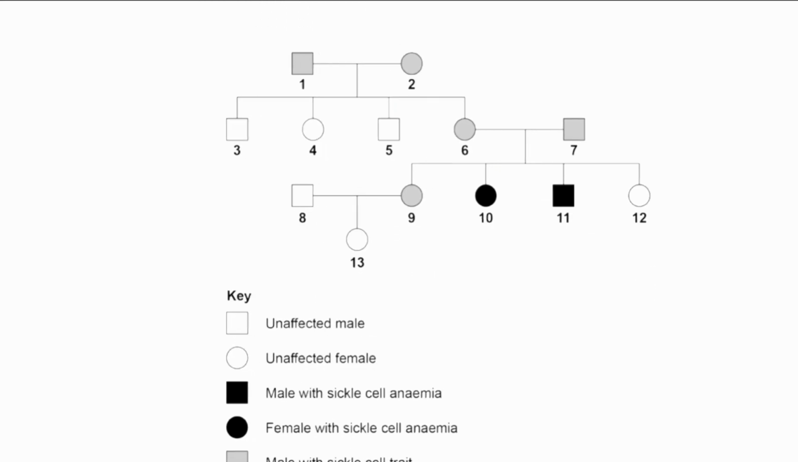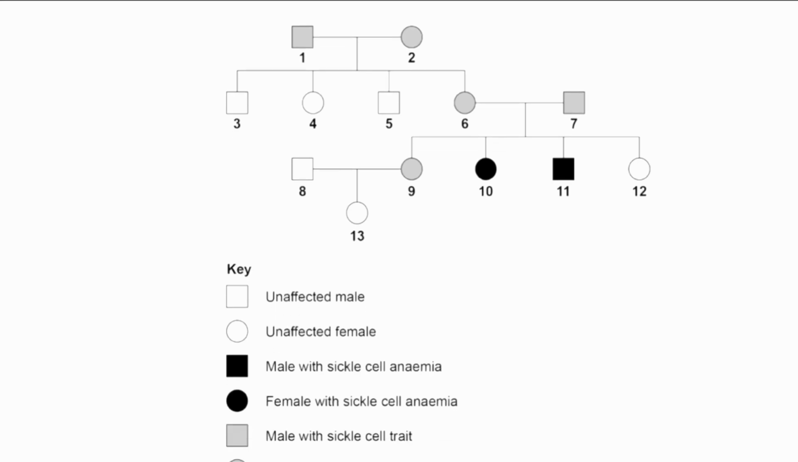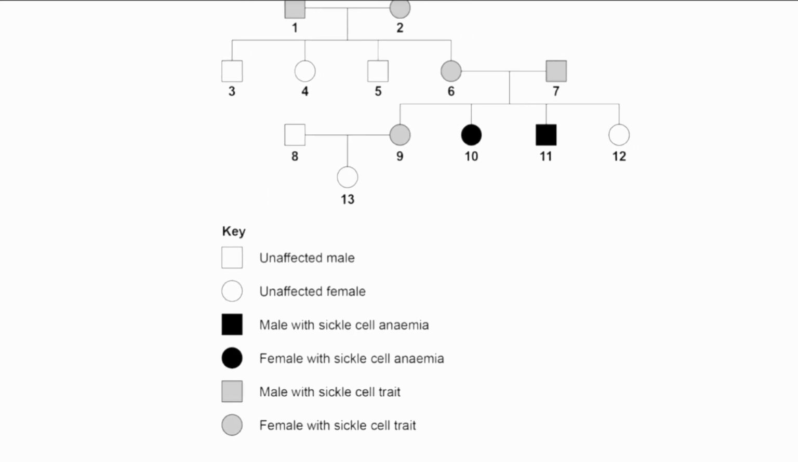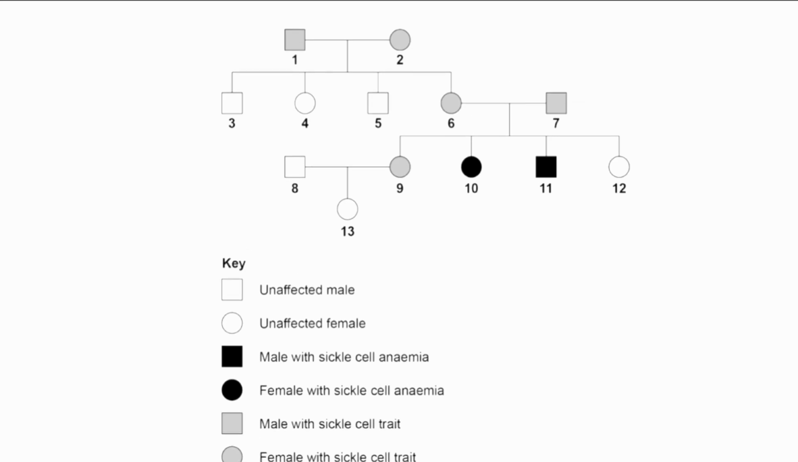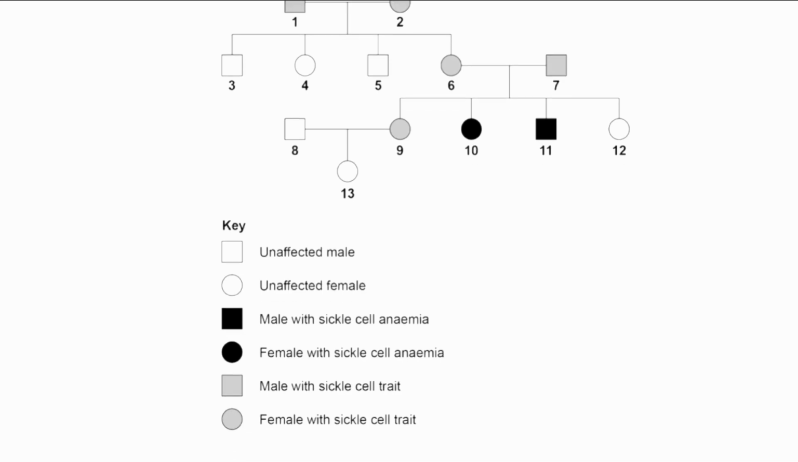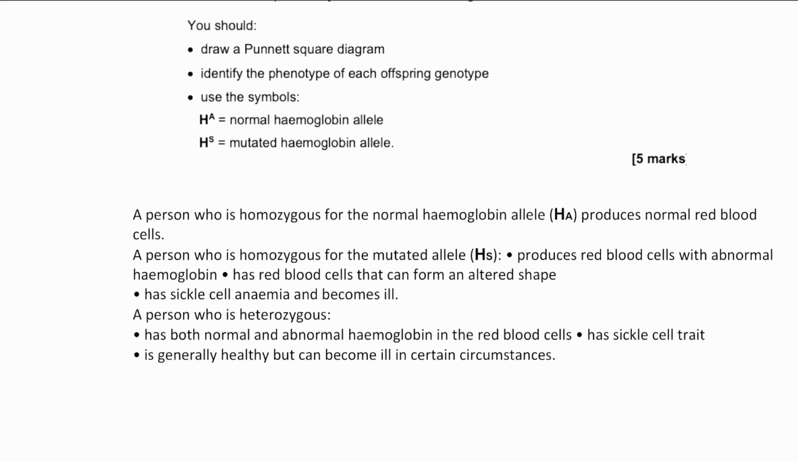Next, we have this genetic question. So we've got this diagram basically, and we've got the key for this diagram. Basically, this question is about sickle cell anemia. So you can see in our diagram is keyed differently. If you have an affected male, an unaffected male, a male with sickle cell anemia, or a male with a sickle cell trait. So what does that mean? We've got some more information down here.